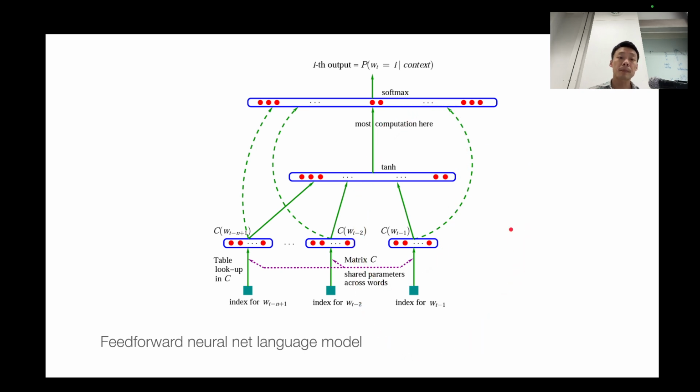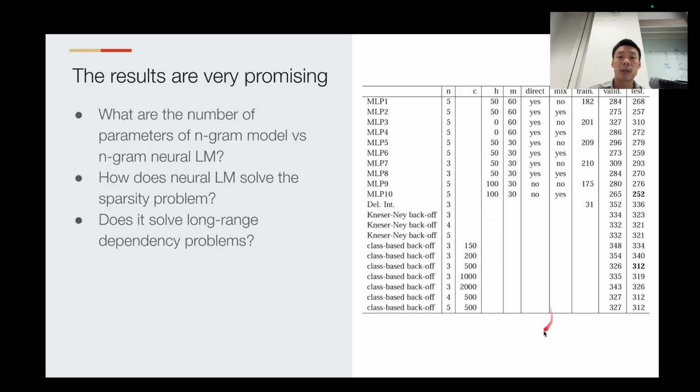Or you don't have to. You can just train everything at the same time. You don't have to pre-train the embedding. So there are choices. Okay, cool.